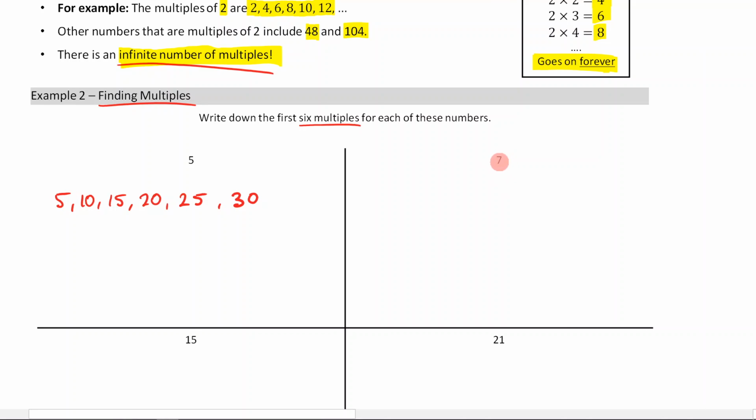So as we come over here, write down the first 6 multiples of 7. We're going to start with 7, then 14, then 21, then 28, then 35, then 42. So again, I'm really going to stress this. We've got 7, you got 7 here. You got 5, we've got 5 here. You always start with that number itself.